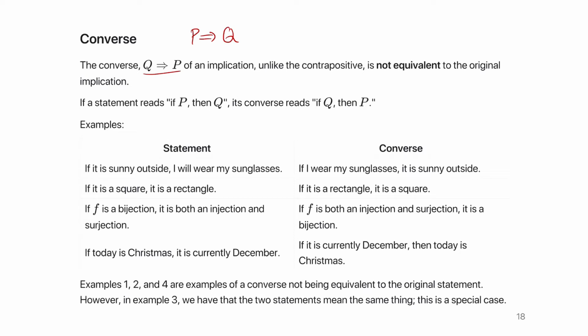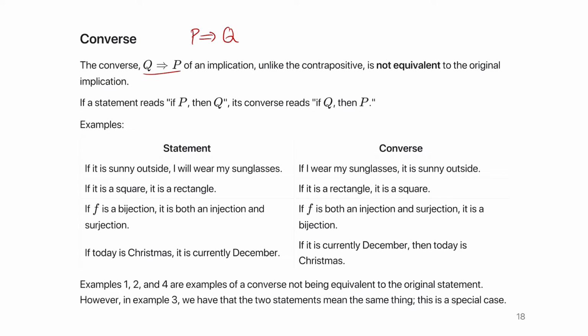Okay? If a statement reads, if P then Q, its converse reads, if Q then P. And the converse is not necessarily, and in most cases isn't, equivalent to the original statement. In some cases, you'll see, though, the converse and the original statement are equivalent, and there's a special case for that. Okay? So, as an example, if it's sunny outside, I'll wear my sunglasses.